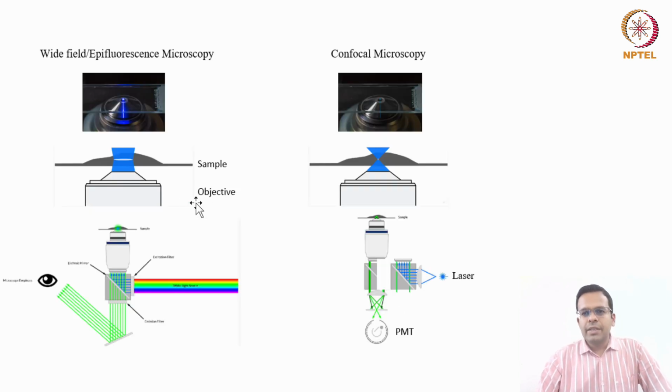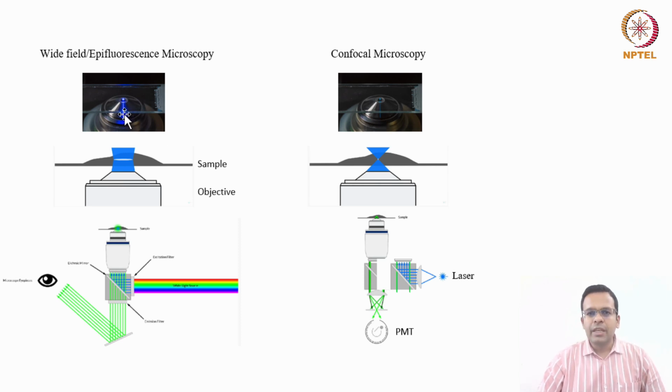On this slide, you can see the real illumination volume of the wide field and the confocal microscope. You can see the slide and the objective lens, and here also you can see the slide and the objective lens. But you see in wide field microscopy, a relatively larger area is illuminated, whereas in confocal microscopy, a tiny spot is illuminated because of the laser light source.